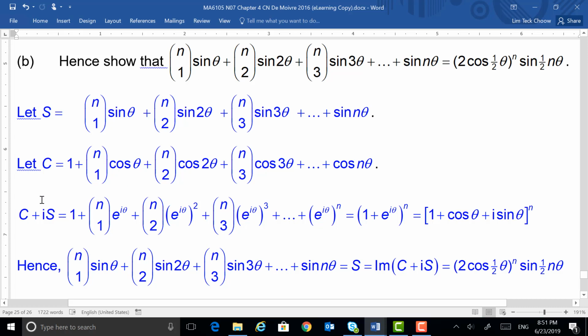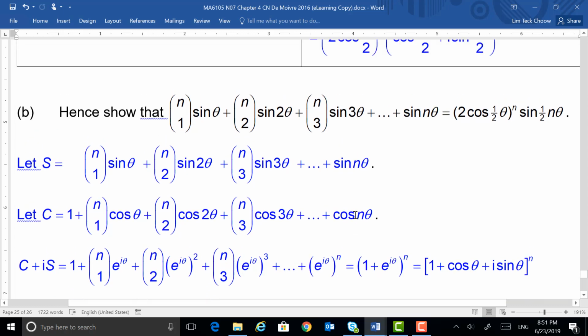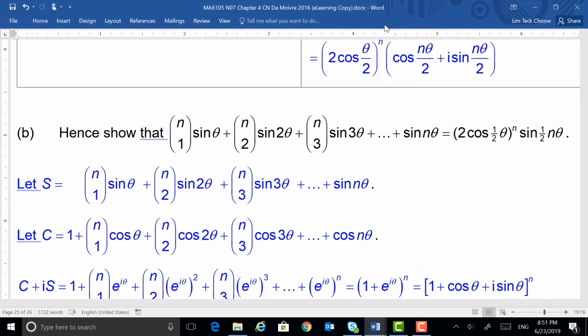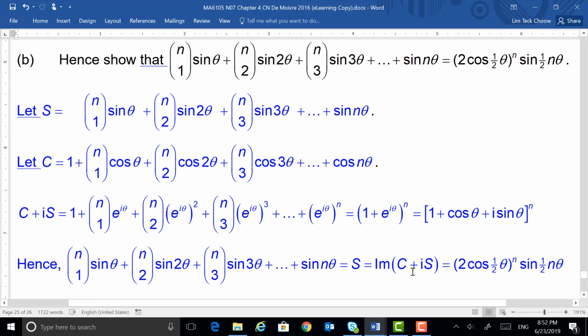In the left hand side, C plus iS, this expression, is actually the imaginary part of the left hand side. The imaginary part of the left hand side, which is therefore these terms, must be equal to the imaginary part of this. And the imaginary part of this, like what I told you just now, we have this result earlier on. The imaginary part of this expression, which is the same as this, is this expression times sine of n theta over 2. That's how you get the proof that S is equal to this.